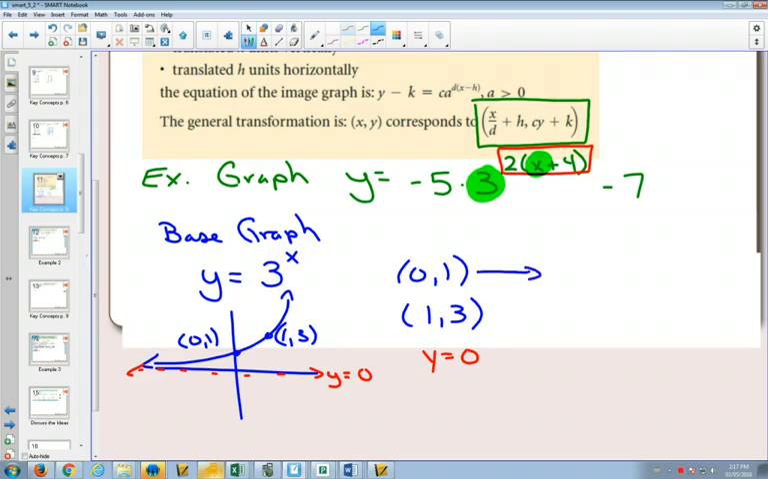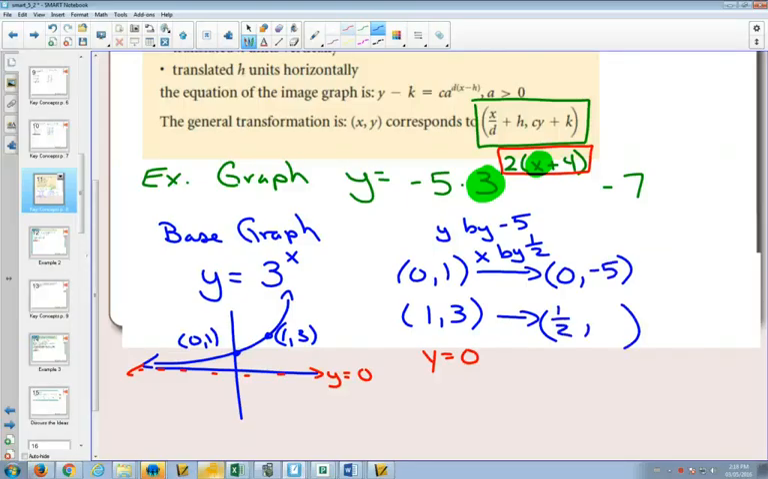So if we draw an arrow, we have to do y by negative 5. Inside we hit a 2. What's that 2 going to do? It's going to multiply x by 1 over 2. Good. So that's the first thing that's going to happen. If I multiply x by 1 over 2, I'm going to get 0, y by negative 5, 1/2, and negative 15.